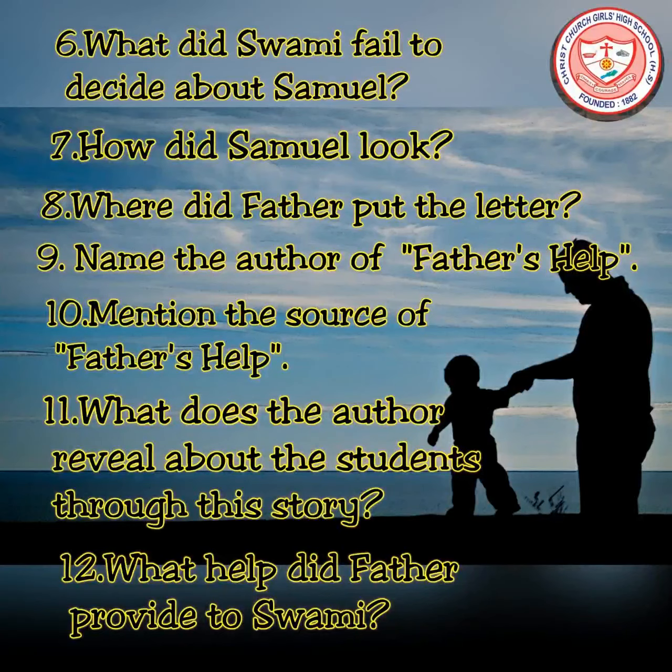The answers are: question number 6. What did Swami fail to decide about Samuel? Swami failed to decide if Samuel really deserved the allegations. Number 7. How did Samuel look? Samuel had a dark face, thin moustache, unshaven cheek, and wore a yellow coat.